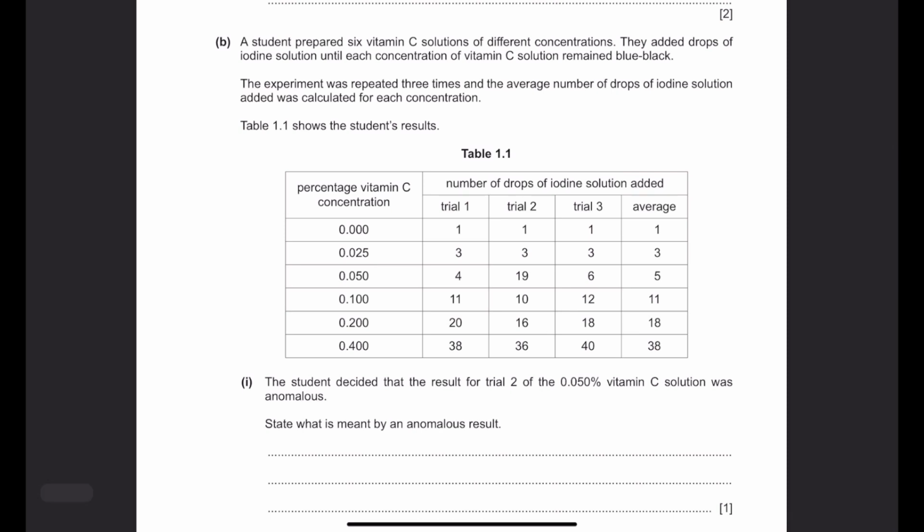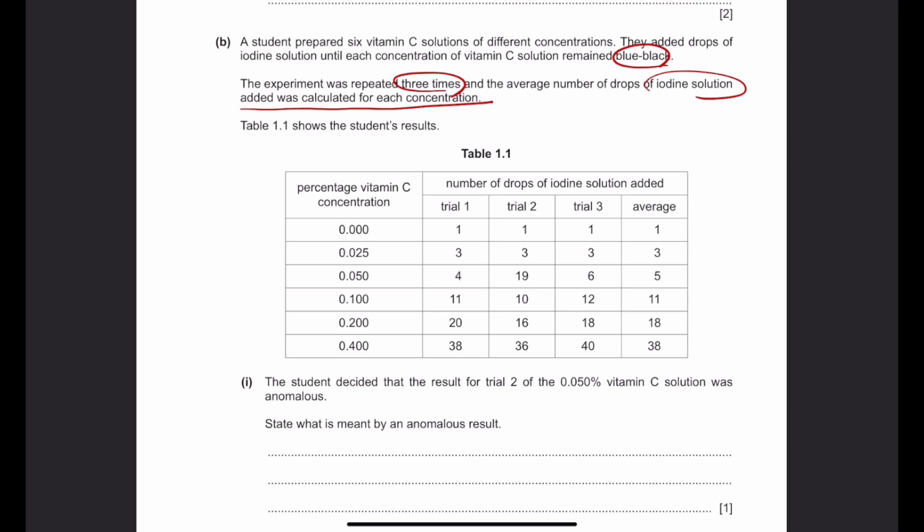Let's have a look at number B. A student prepares 6 vitamin C solutions of different concentrations. They added drops of iodine solution until each concentration of vitamin C solution remained blue-black. So it's a very similar experiment. This experiment was repeated 3 times, and the average number of drops of iodine solution added was calculated for each solution, or each concentration.